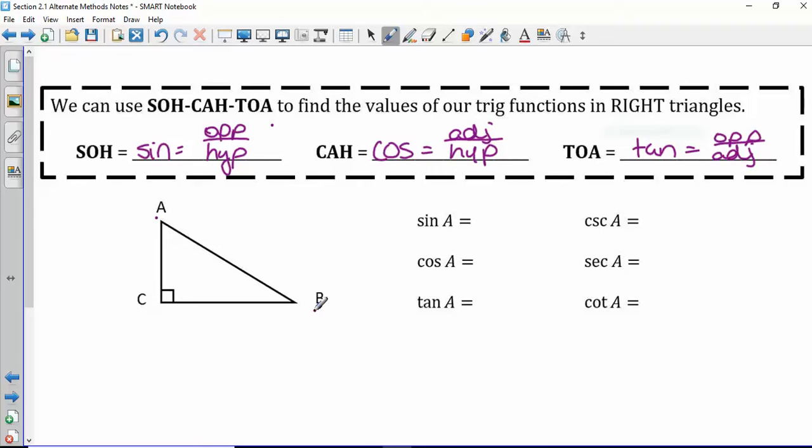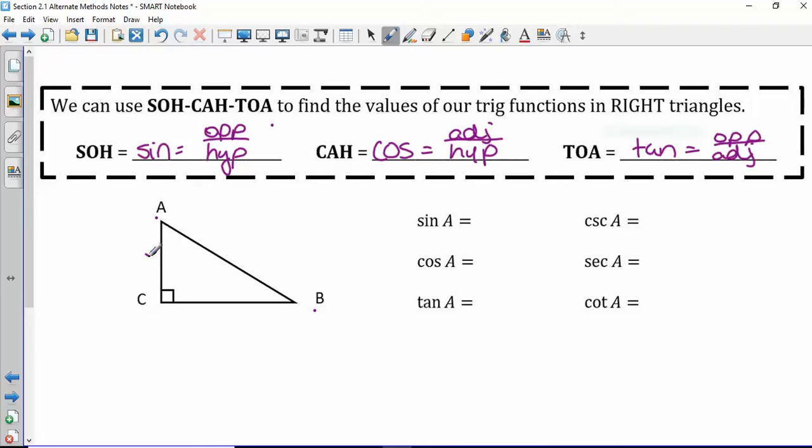Can anybody think of why I could not use SOHCAHTOA from angle C? Because then you have two adjacent, no opposite. Exactly. Both of these are adjacent. This side would be opposite, but it's the hypotenuse. So your hypotenuse and opposite become the same side. We don't have one adjacent, so it doesn't work. The whole thing falls apart. So SOHCAHTOA only applies to those acute angles.